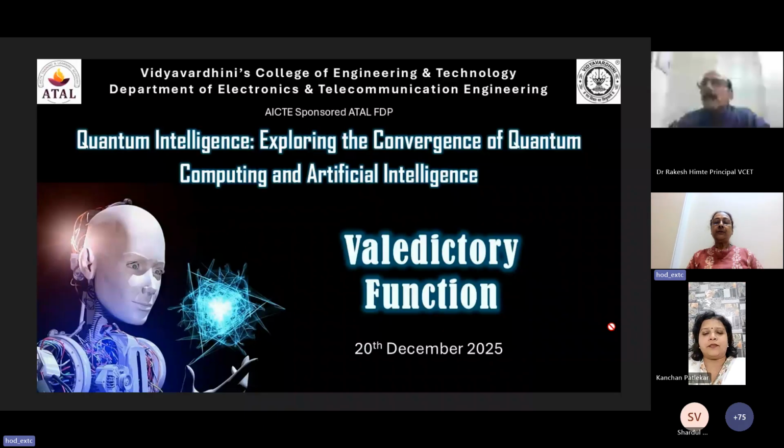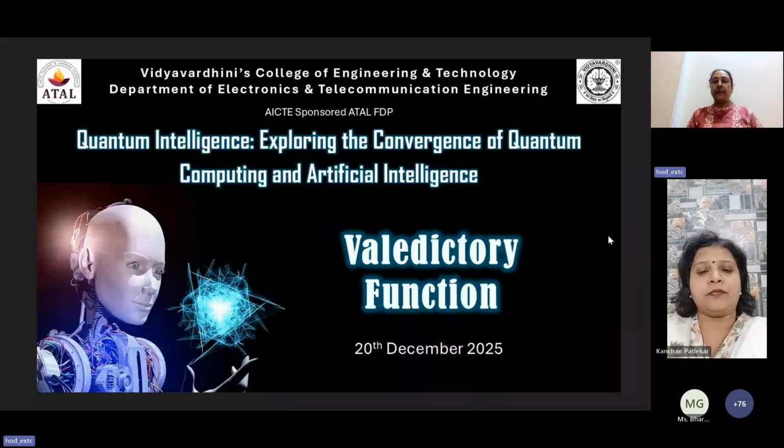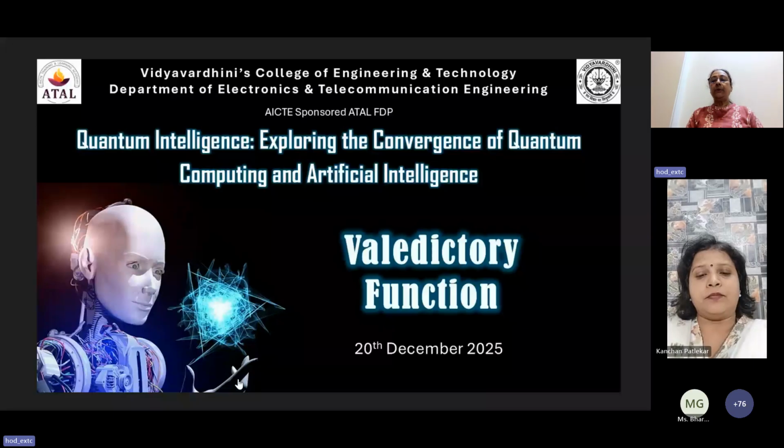Artificial intelligence has already changed the way we live, learn, and work. From personalized recommendations to automated systems, AI has become an important part of our daily lives. However, even with its great power, AI has limitations when it comes to solving very complex problems. This is where quantum computing plays a key role.